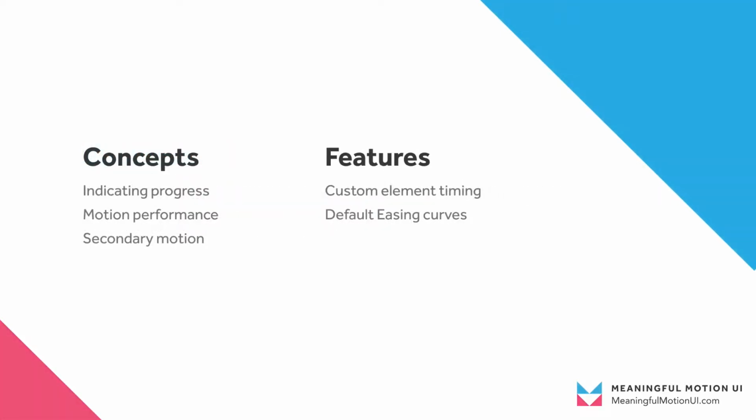As we make these improvements, there are a couple of different concepts we'll be looking at. First, we'll be looking at how the timing of our animations affects the overall experience of the app, and we can improve how fast the app feels without even making it any faster. And then we'll look at secondary motion.